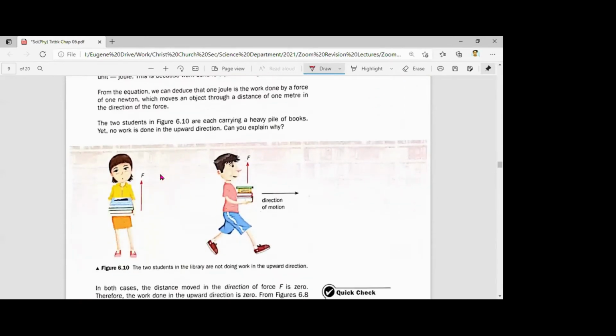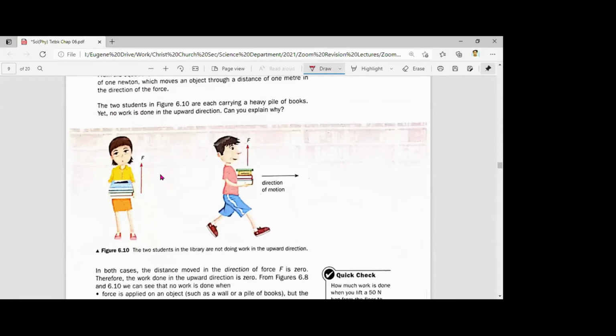Now, I want you all to look at this example here. Two students in the library are not doing work. Why is this not doing work? Although a force is present, there is no distance moved. Therefore, no work done. I think this one is quite clear cut, because if work done equals force times distance, and the distance is 0, anything times 0 equals 0, right? That's why the work done is 0 in this case.